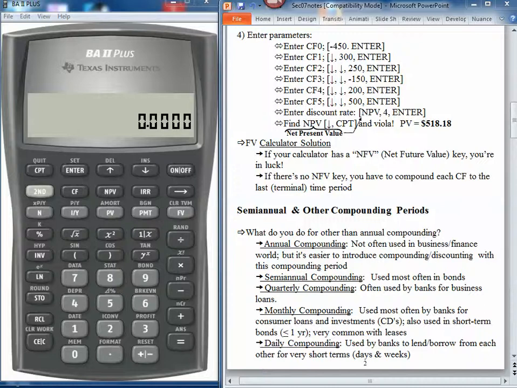Semi-annual compounding is typically used for bonds and bond payments in the form of coupon payments. Banks most frequently use quarterly compounding, especially on savings accounts and payment accounts. Monthly compounding occurs for different types of consumer loans and investments, such as certificates of deposit. And there are some bonds that might use monthly compounding, and it's very common with leases.